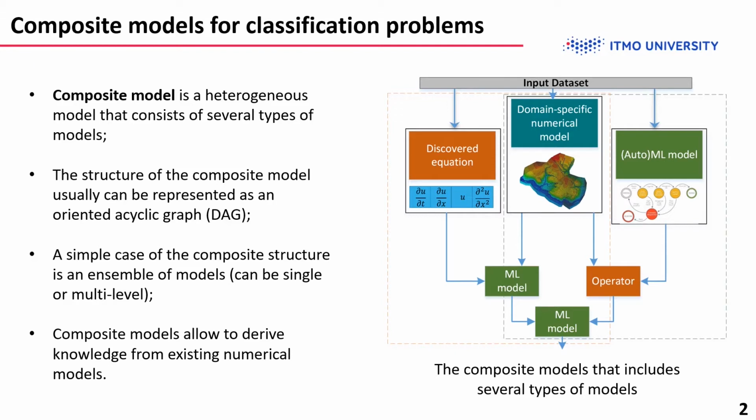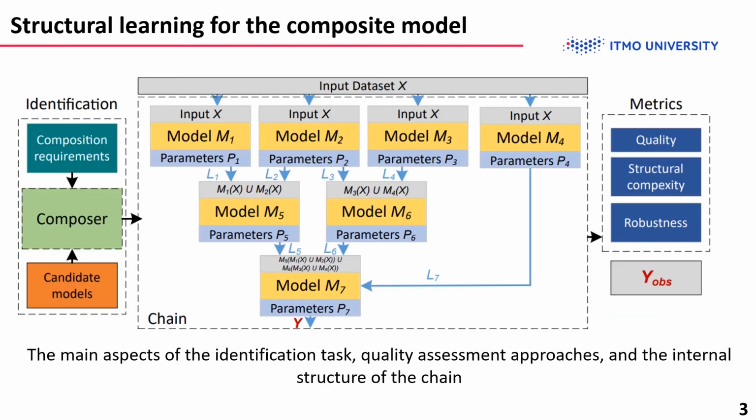And in the second example, outputs of the numerical model and a previously composed AutoML model arrive into an operator which prepares the data to feed to a machine learning model. The structure of the composite model can be represented as a chain C that consists of a set of various machine learning models, which on the picture are labeled from M1 to M7, and directed links between them, labeled on the picture from L1 to L7.